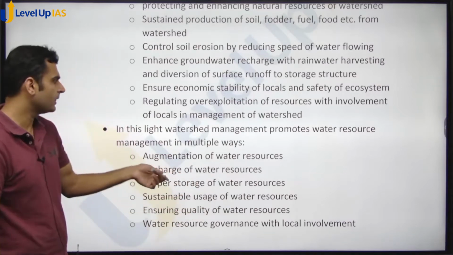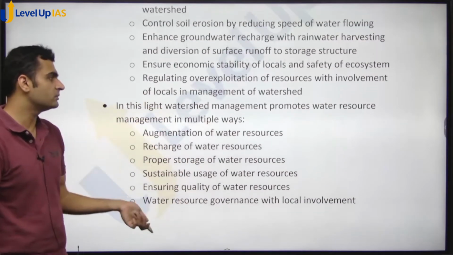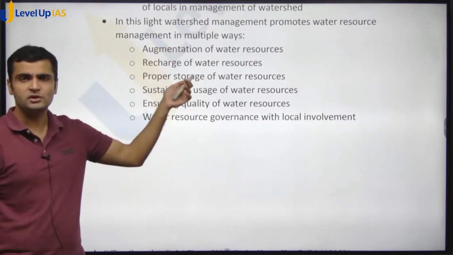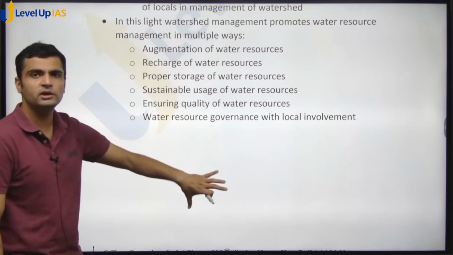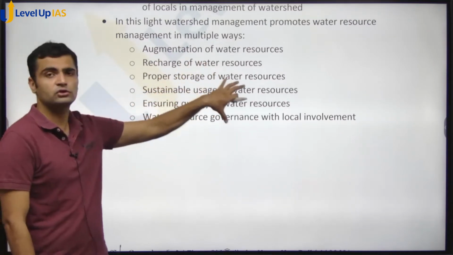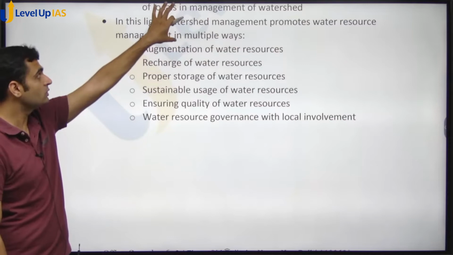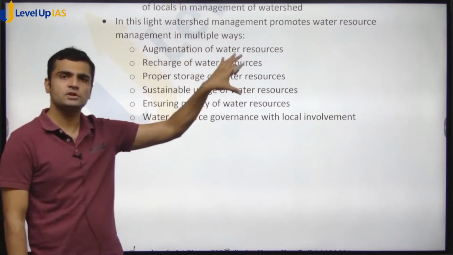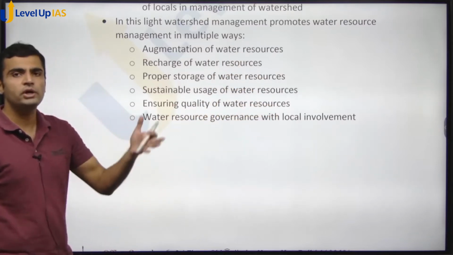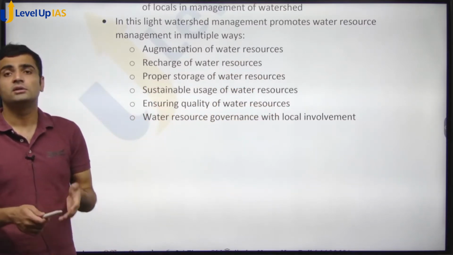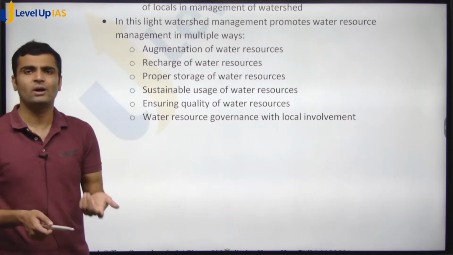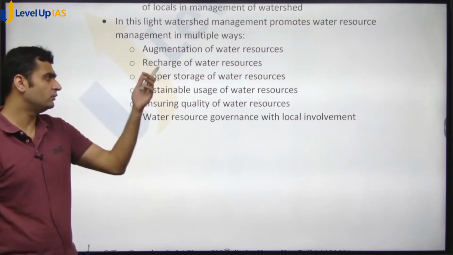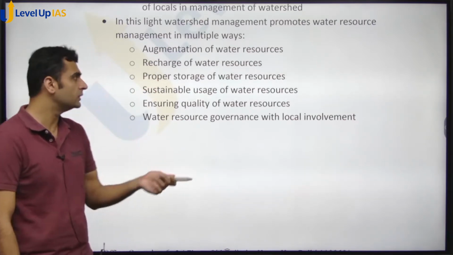Okay. So in this light, watershed management promotes water resource management in multiple ways. Now what are these ways? This is basically the answer. You can expand a bit on this, but basically this is the crux of the answer. If you reduce the upper part by drawing a sun diagram, you can expand a bit on these things. I have just mentioned the point here. Covering of points is more important, and at the end of the day, this is an 8 marker, so you don't have a lot of time and space as well. 7 minutes you have. If you cover all these points, I would say good enough.